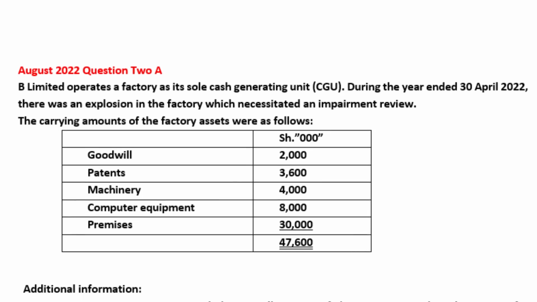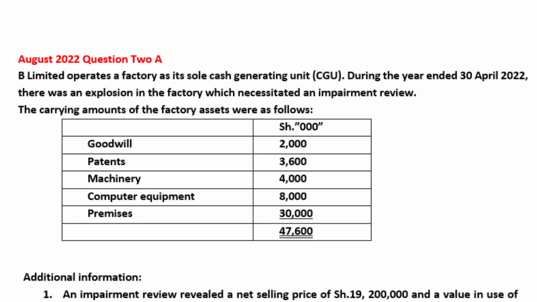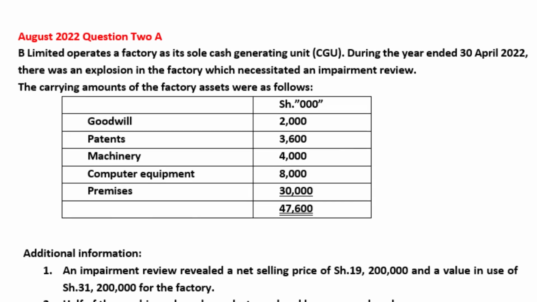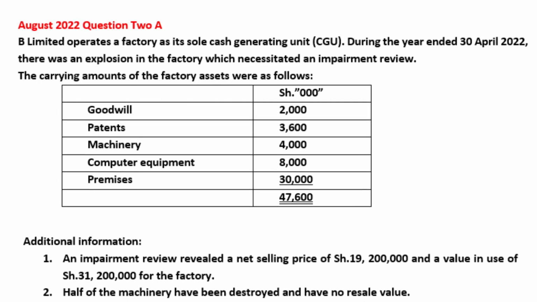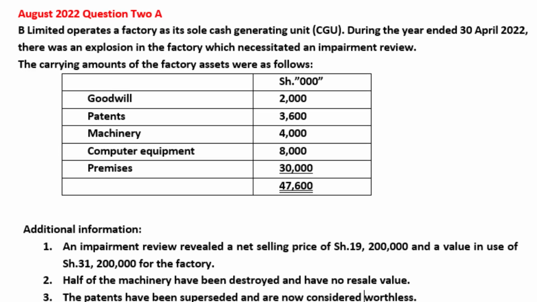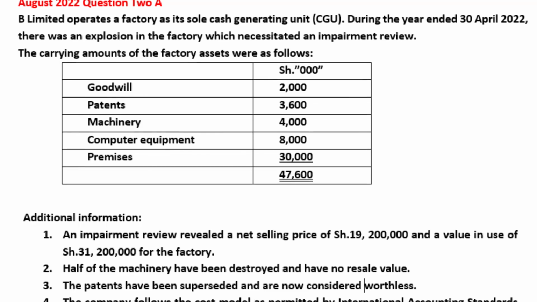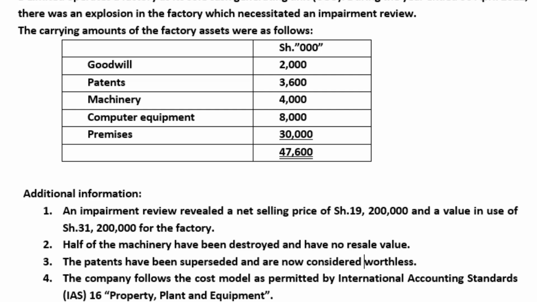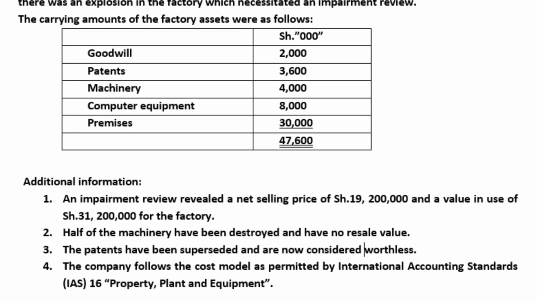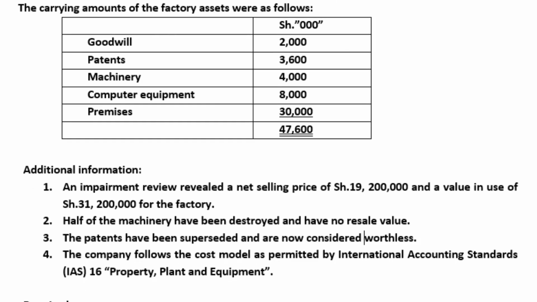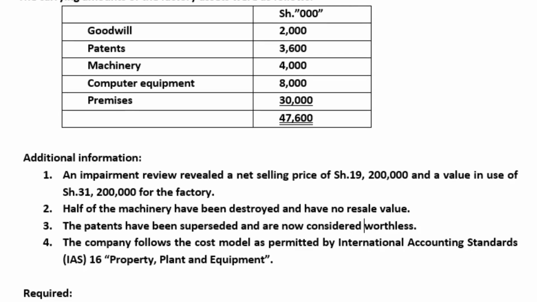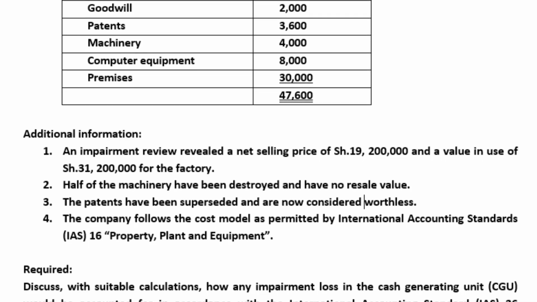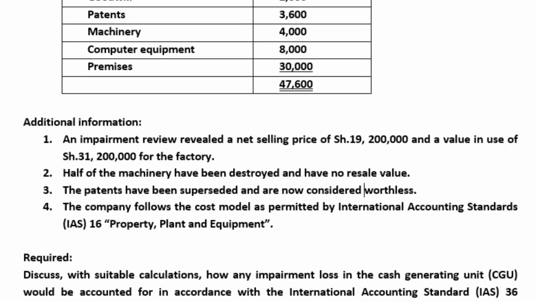Then we have some additional information. Number one, we are told an impairment review revealed a net selling price of shillings 19.2 million and a value in use of 31.2 million for the factory. Two, half of the machine has been destroyed and has no resale value. Number three, the patent has been superseded and is now considered valueless. And number four, we are told the company follows the cost model as permitted by International Accounting Standard number 16, which deals with PPE.